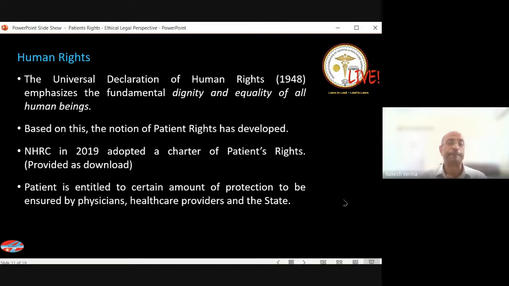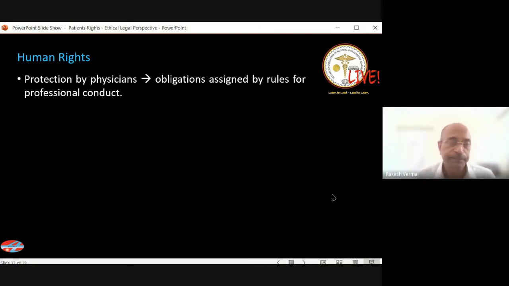So the Charter of Patient Rights, whatever patients' rights have been bestowed upon the patients, are available to the patients. These are to be ensured, and obviously the rights give a certain kind of protection, and this protection is to be ensured by physicians, that is the care providers, the organizations that provide care, that means the hospitals, as well as by the state. So let us look at how these three entities provide it.